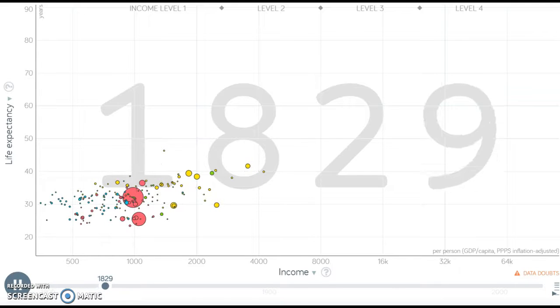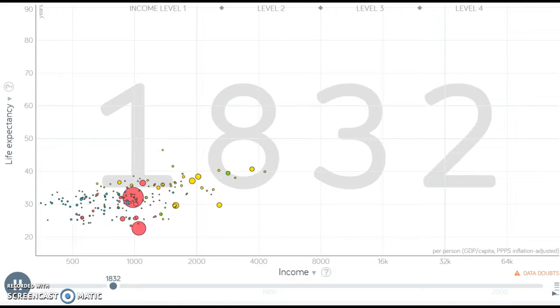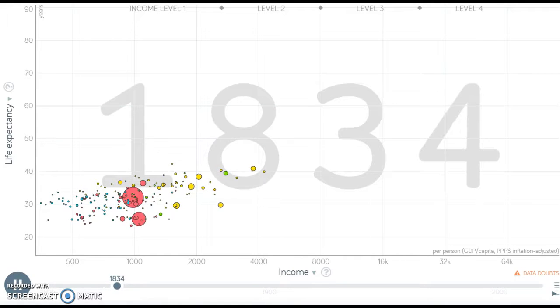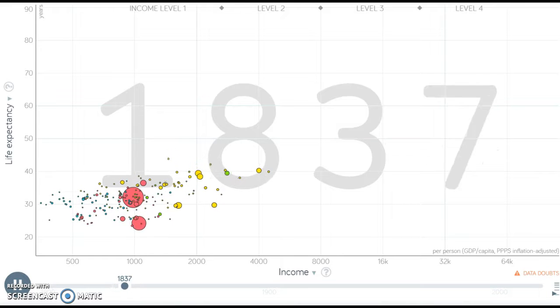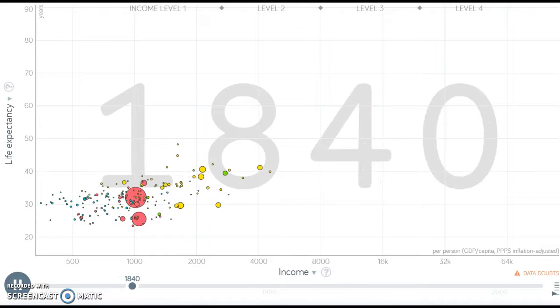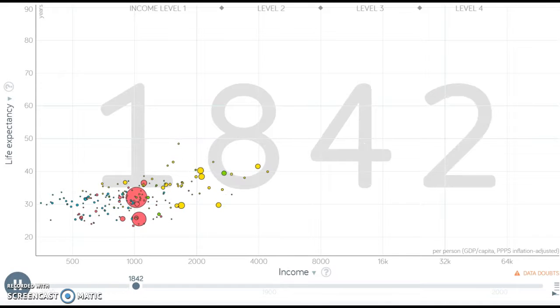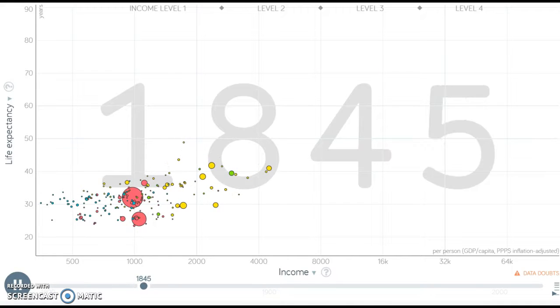Each color represents a different part of the world. The color blue represents all the countries in the African continent. The green represents all the countries in the American continent. Yellow represents all the countries in the European continent, as well as Russia. And pink represents all the Asian countries, as well as Australia.